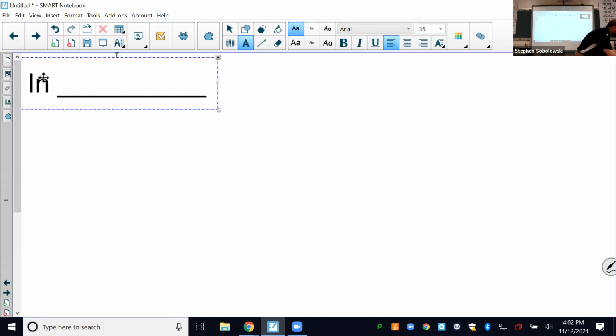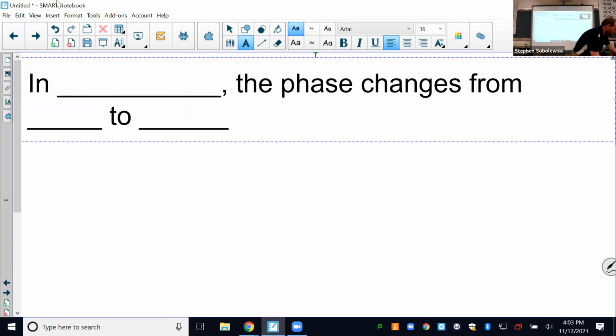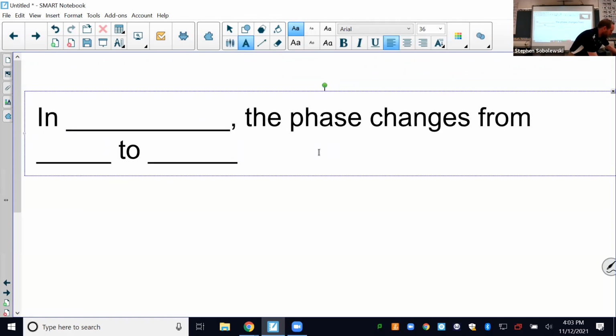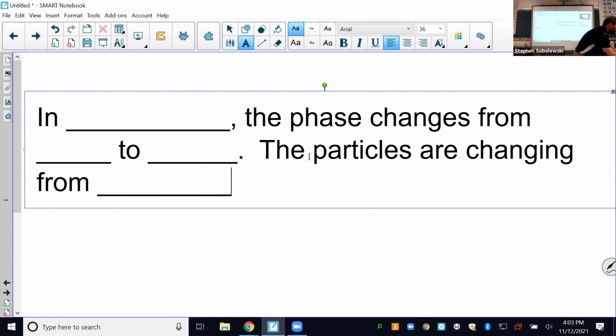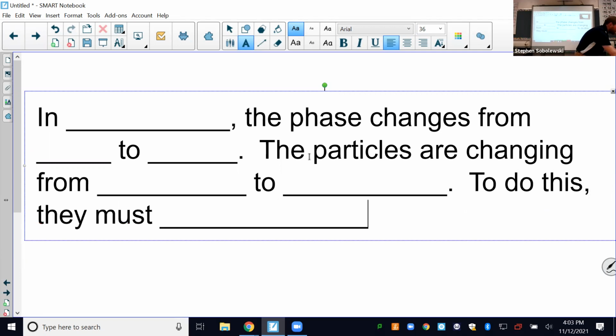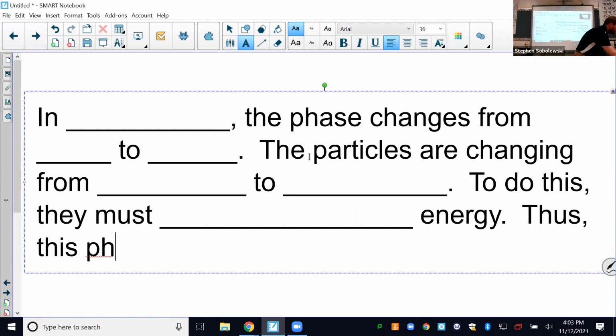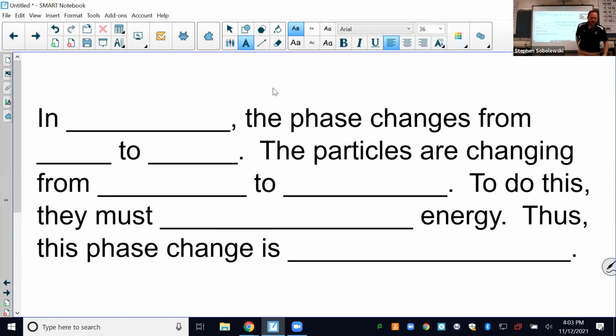In blank, the phase changes from blank to blank. I hope the picture in picture is not covering that. It should work. The particles are changing from blank to blank. To do this, they must blank energy. Thus, this phase change is blank. So take a minute, write that down, pause if you need.